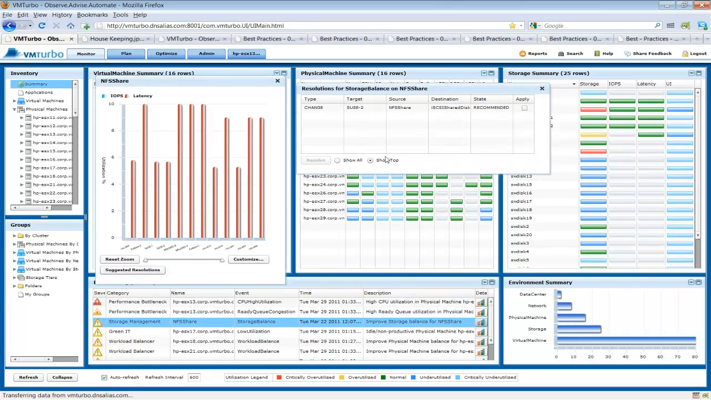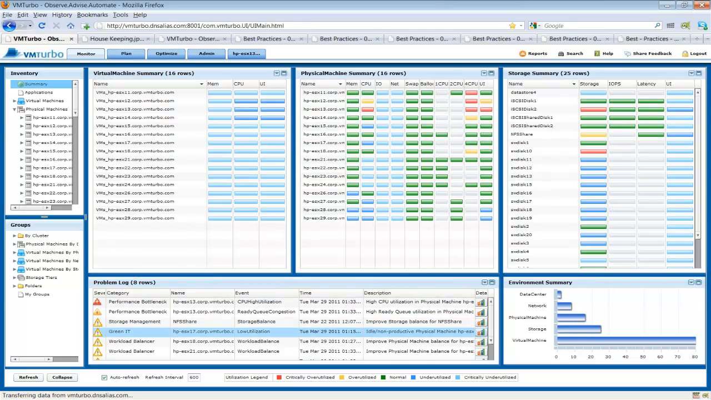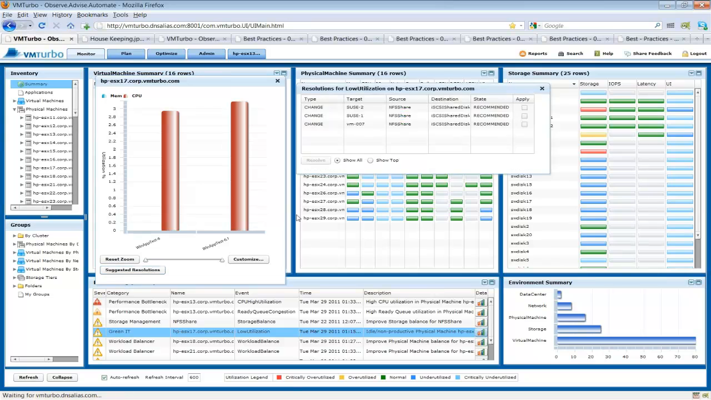Just to show you that we do a lot more than just make recommendations for the moving of virtual machines. Here we can see a storage allocation issue that can be remedied by changing the storage silos applied to particular virtual machines. Here is a green-it recommendation that actually says that we have the capacity to vacate this machine and power it down if we so wish.